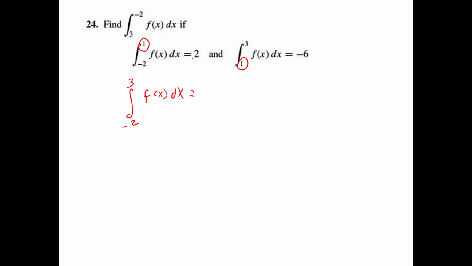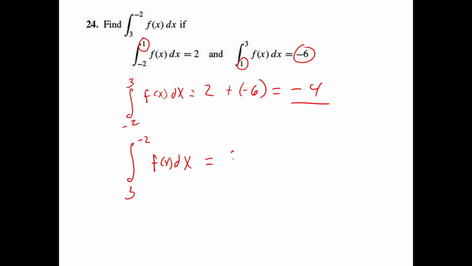should be this area plus this area, which is negative 4. But that's the wrong order. So then we can now switch the order. So then the definite integral from 3 to negative 2 of f of x dx should be the opposite sign of this. And there you go.